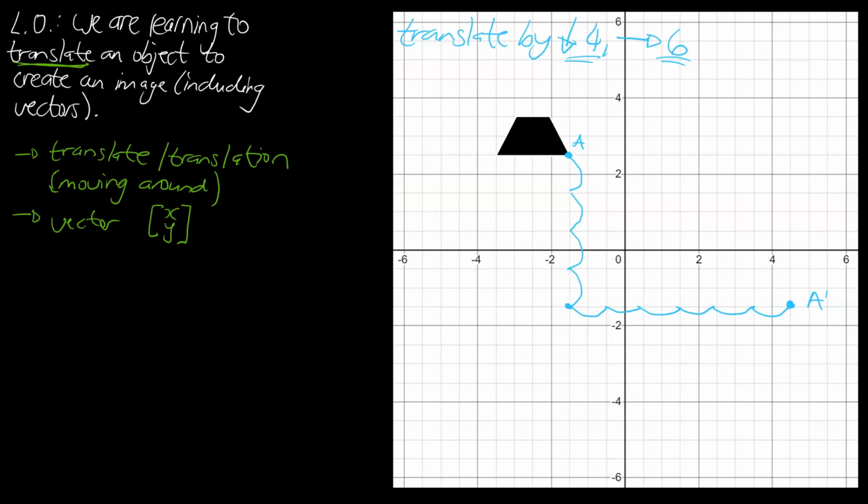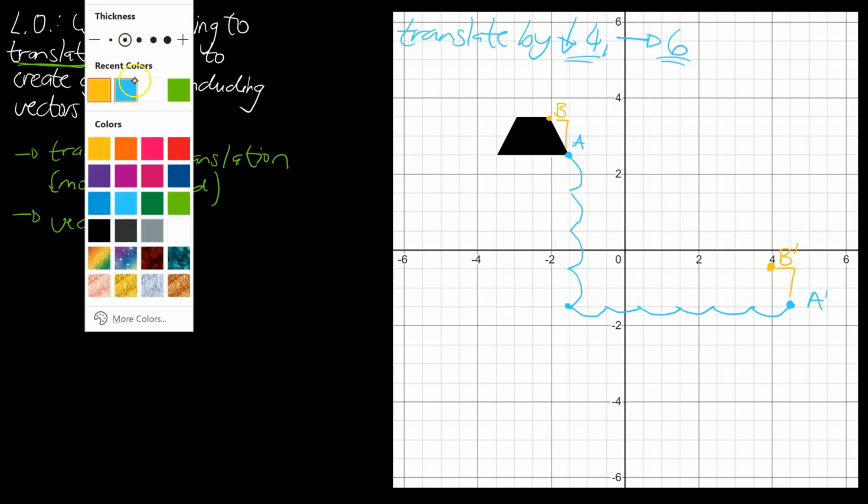We can follow the same process. For example, we can call this point B and then do the same thing to find its new location. Or we can just use point A as a reference point to do that. So from here, we can see it goes up to and across one. And we're going to do this here, up to and across one. So that there would be point B dash.